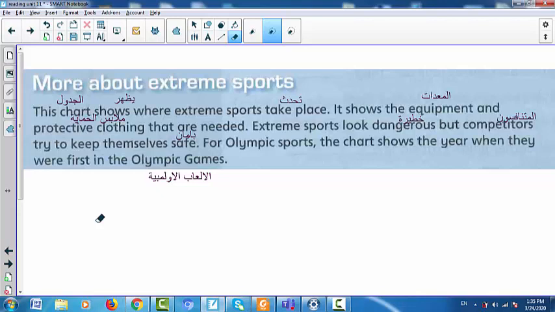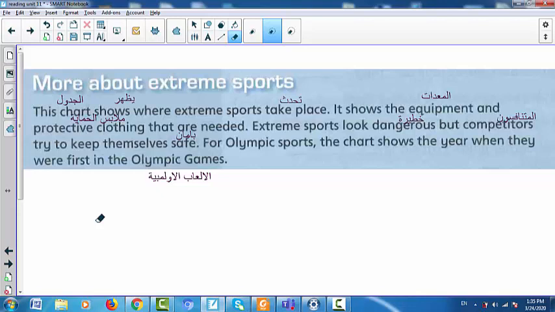This chart shows where extreme sports take place. It shows the equipment and protective clothing that are needed. Extreme sports look dangerous, but competitors try to keep themselves safe. For Olympic sports, the chart shows the year when they were first in the Olympic Games.